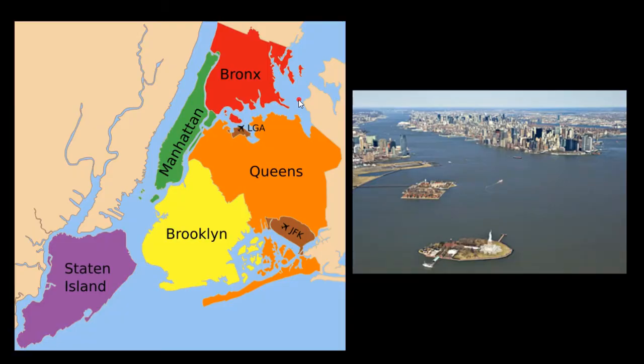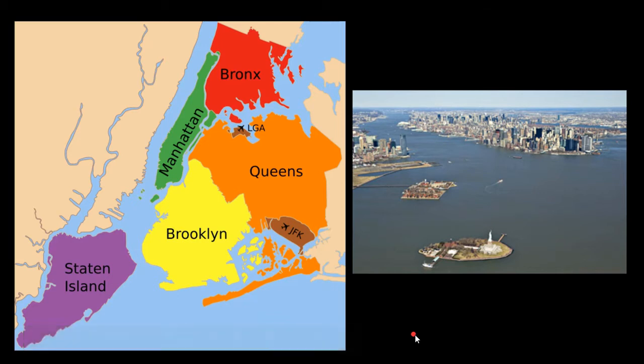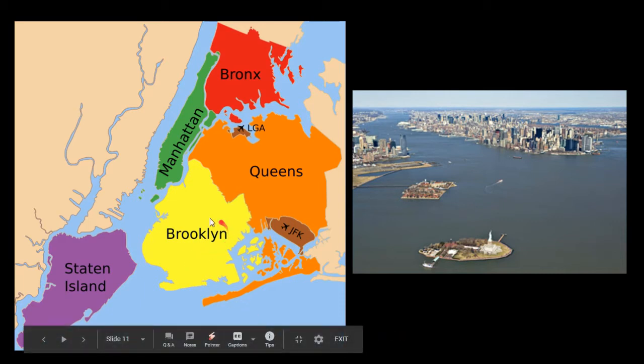So switching to a map, not a photograph, but a map. New York City is divided into 4 parts, and they call these parts boroughs. A borough, I guess you can maybe think of it as a county. New York City is so huge, they break it into smaller parts. The boroughs are called Brooklyn, which I'm sure many of you have heard of.